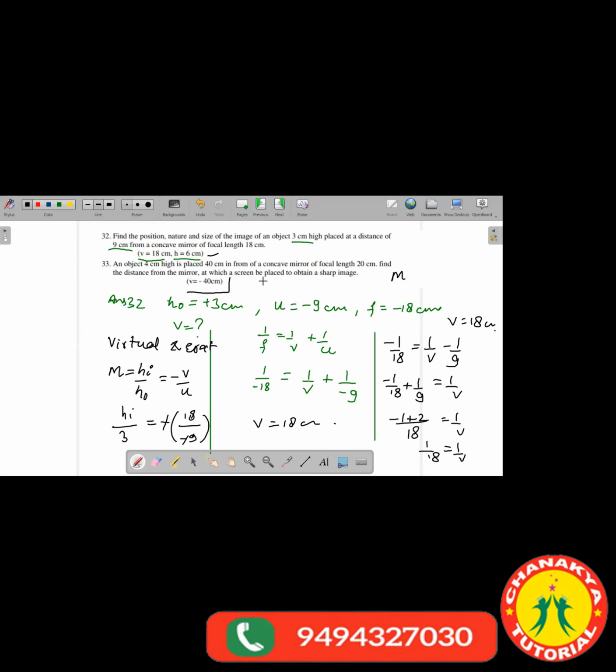So find out its magnification. Minus 1. Yes, sir. Okay, minus 1. So what is the height of image? 4 centimeter. Yes.